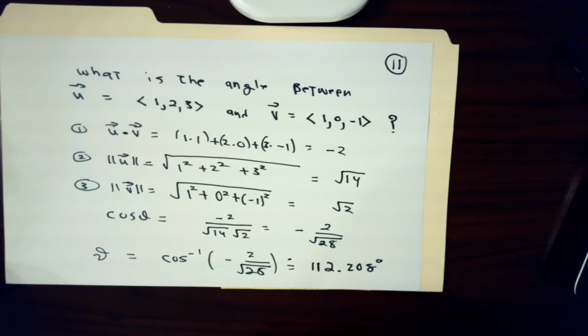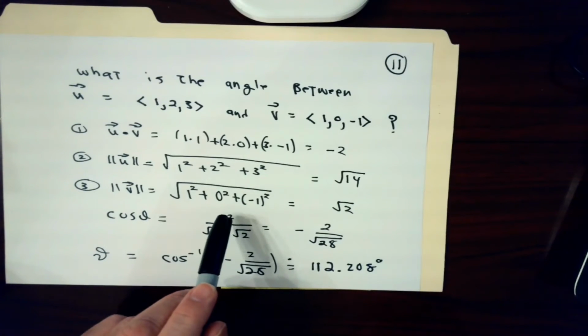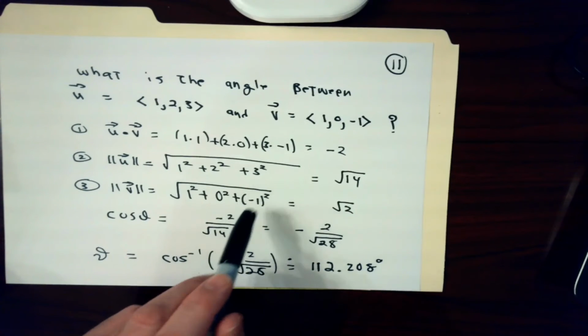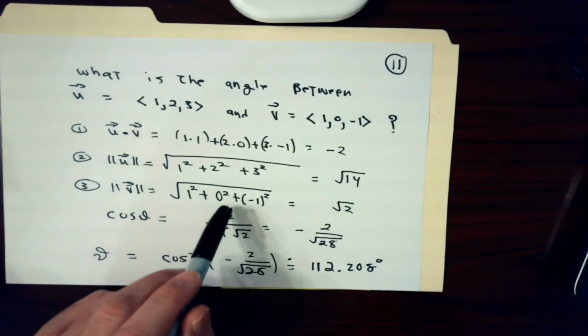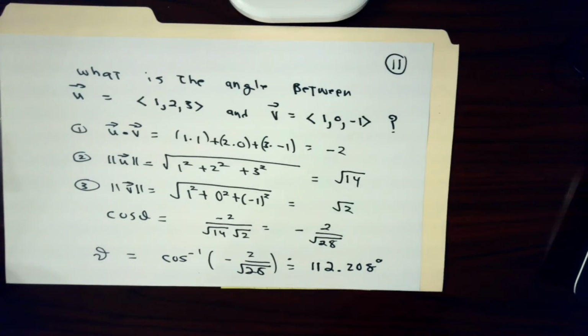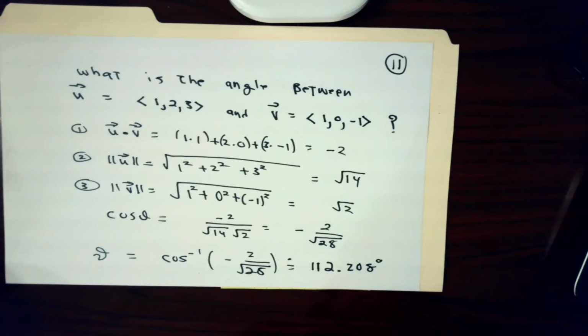It's worth mentioning I see this mistake in this course a lot. People write 1 squared plus 0 squared plus negative 1 squared, and they forget to put the parentheses around the negative 1. They end up with 1 plus 0 plus negative 1, which would be 0, which is obviously wrong. The only vector that has length 0 is the 0 vector, and v certainly isn't the 0 vector. So, not to insult your intelligence, don't make that mistake.